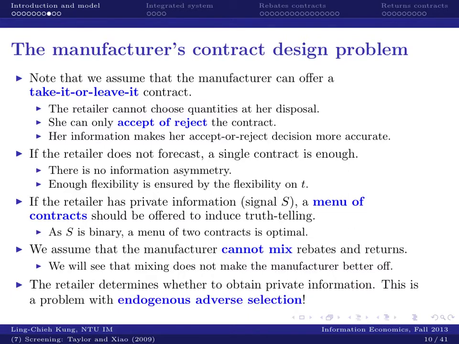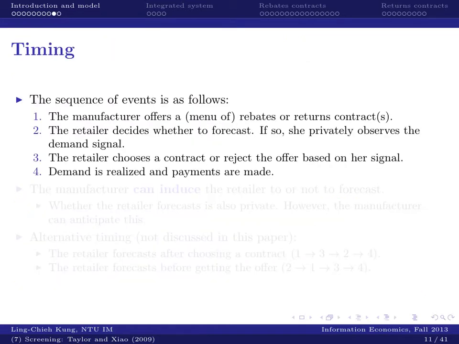And finally, as we mentioned, the retailer can determine whether to forecast or not. That means whether to obtain private information or not. Okay? So this is a problem with endogenous adverse selection. It is one of the players' decisions that creates information asymmetry. Okay? It's possible to have no information asymmetry depending on the retailer's decision.